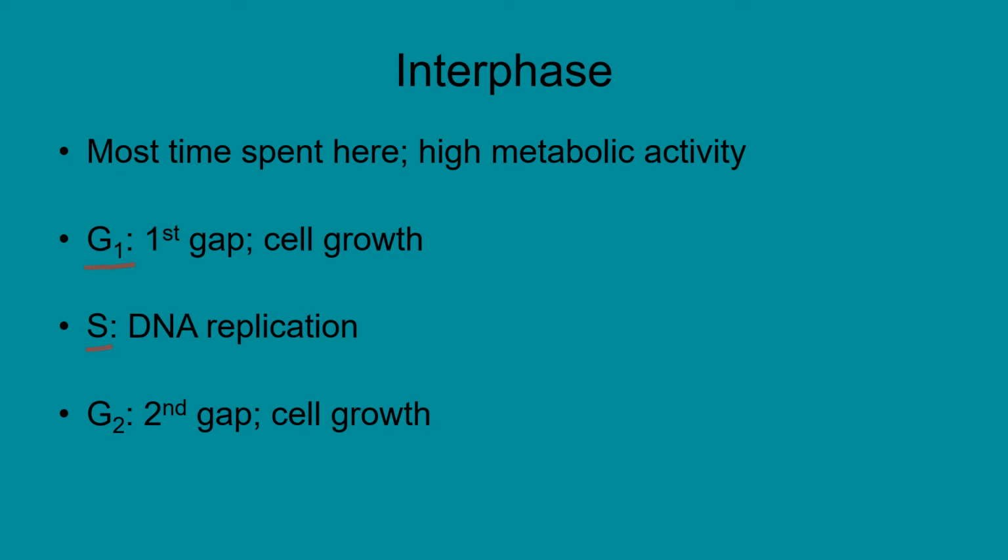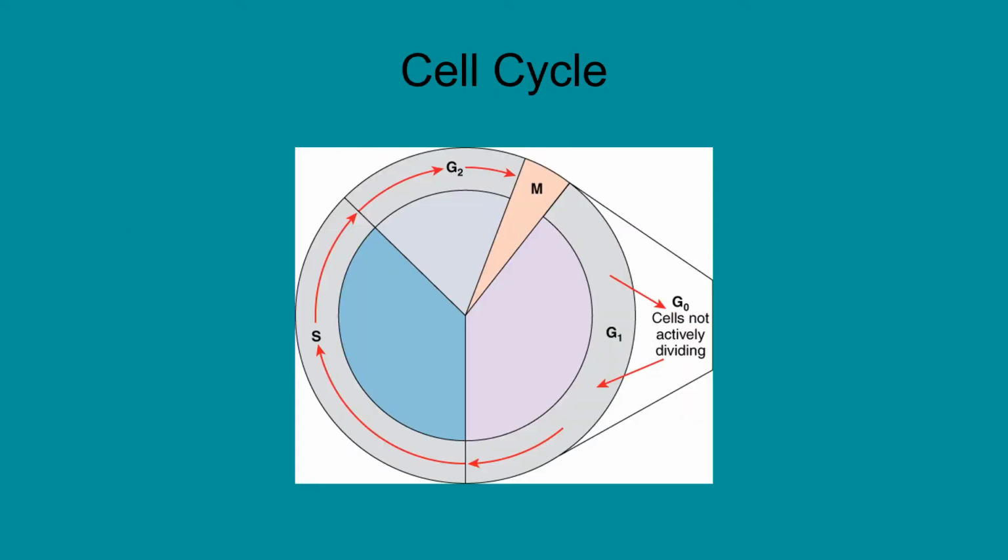The S phase stands for synthesis. This is when the DNA replication is going to occur. And then the G2 phase, after DNA replication has finished, is the second gap. This is where the cell is going to continue growing, and it is going to finish all the final preparations, getting ready for the eventual cell division that's going to occur. So as I said, this is where it is going to spend most of its lifespan. It is going to be actively growing and replicating that DNA.